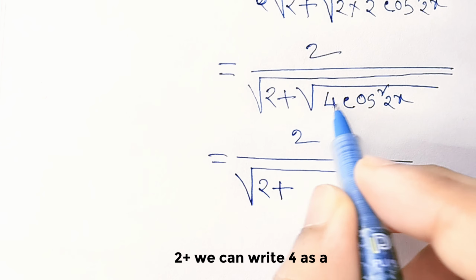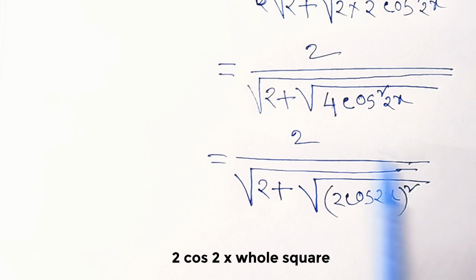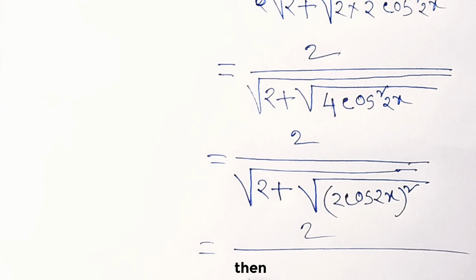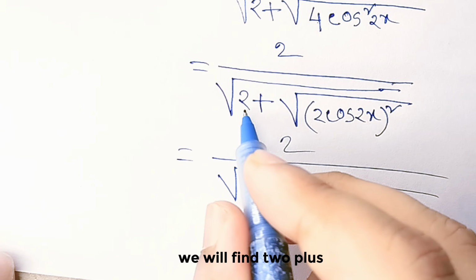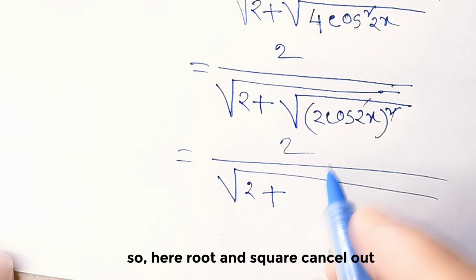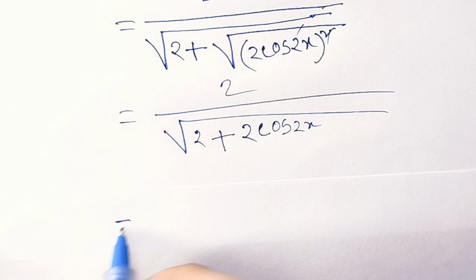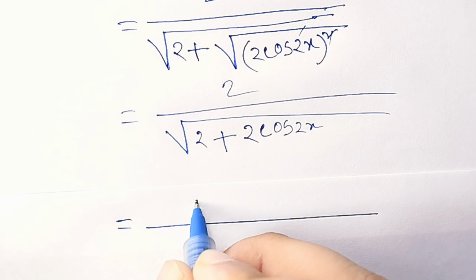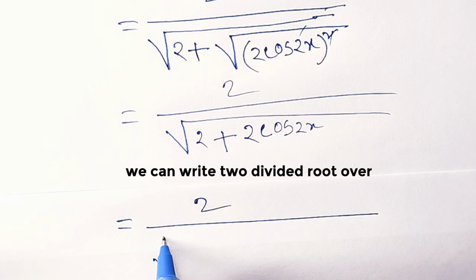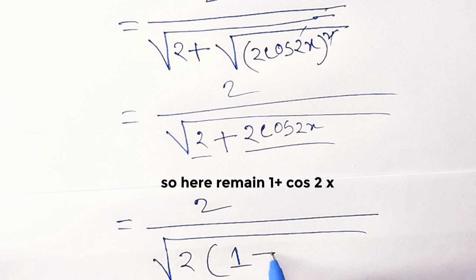2 plus, we can write 4 cos square 2x as 2 cos 2x whole square. Then we will find 2 plus, so here root and square cancel out, and only 2 cos 2x remains. So we can write 2 divided by root over, and from those two terms we take common 2, so here remains 1 plus cos 2x.